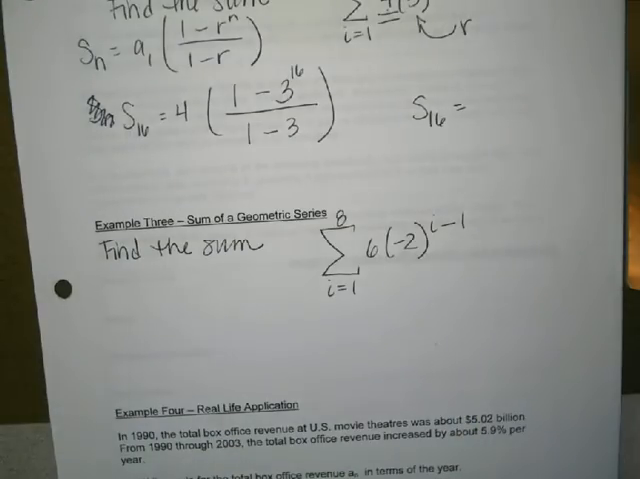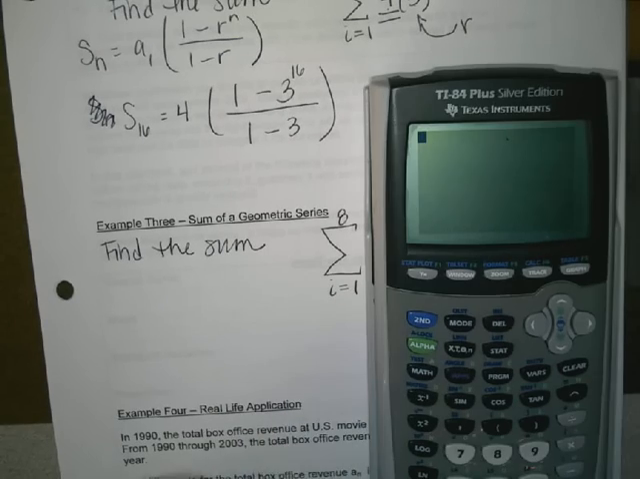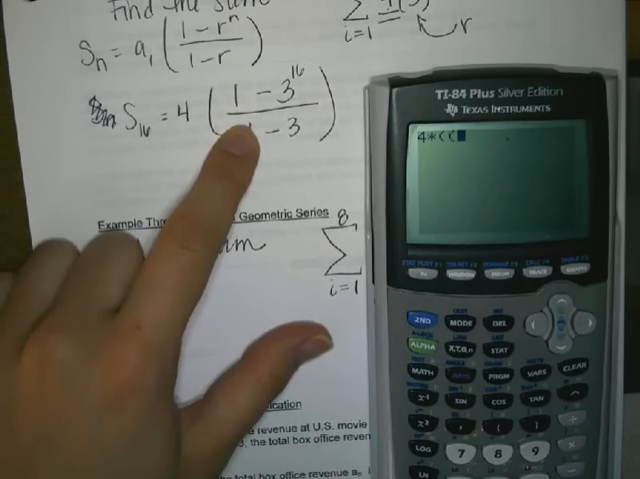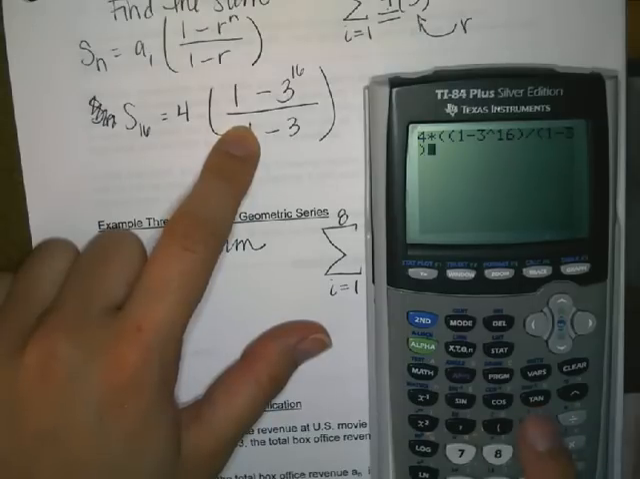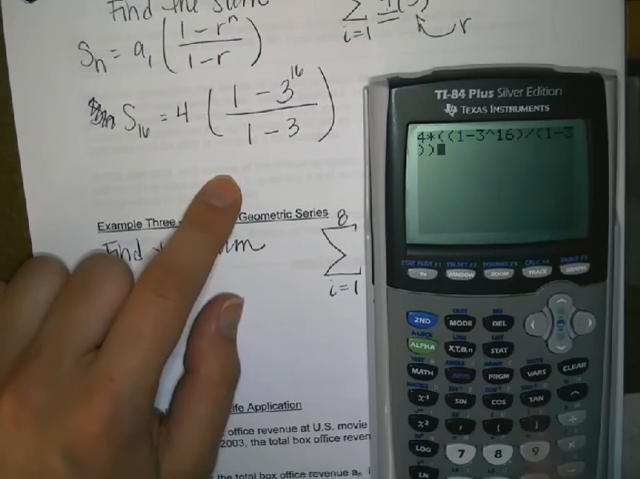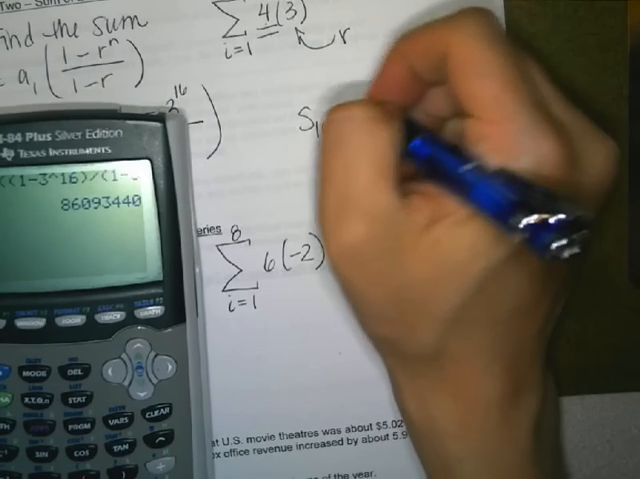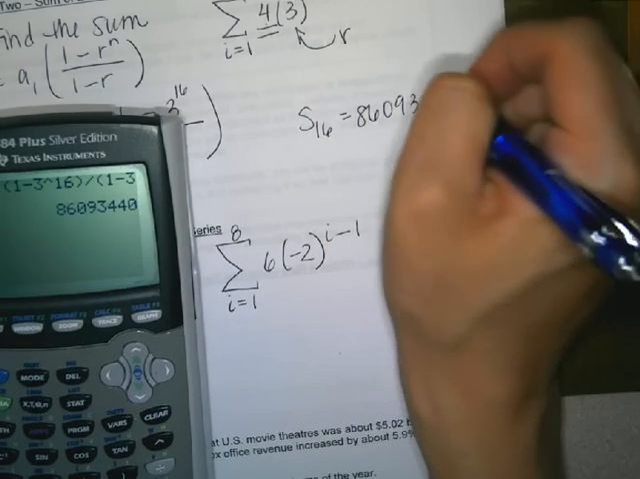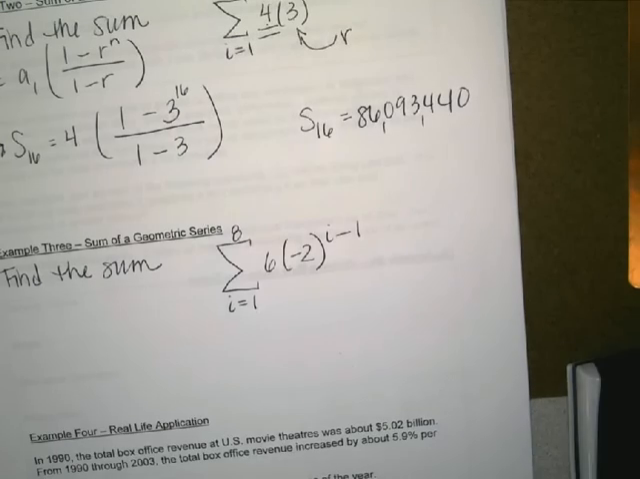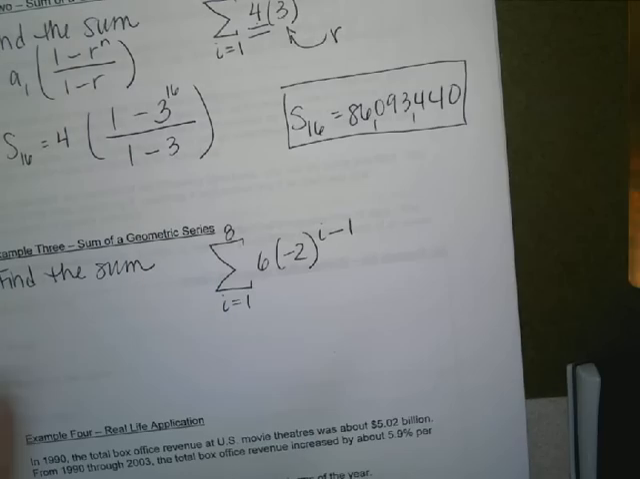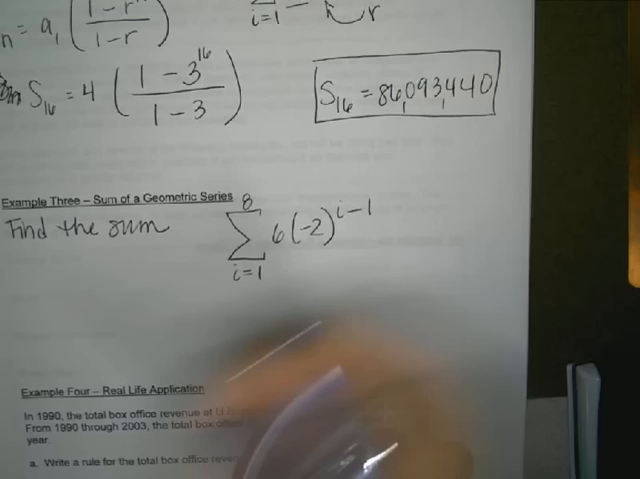So, I don't know where my calculator went. There it is. So 4 times 1 minus 3 to the 16th divided by 1 minus 3. Notice I put the top in parentheses and the bottom in parentheses. Punching it out gets me that value. So 86,093,440. That's going to be pretty common, that the sum of your series, especially when you get up into double-digit terms, is going to be quite large.